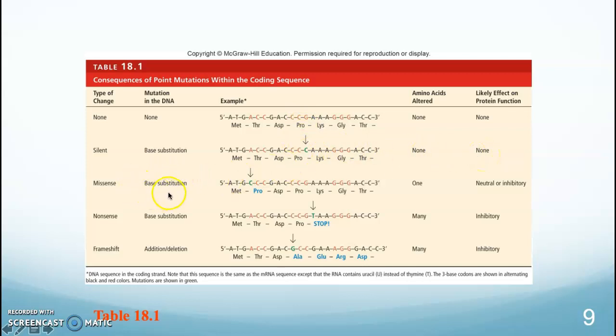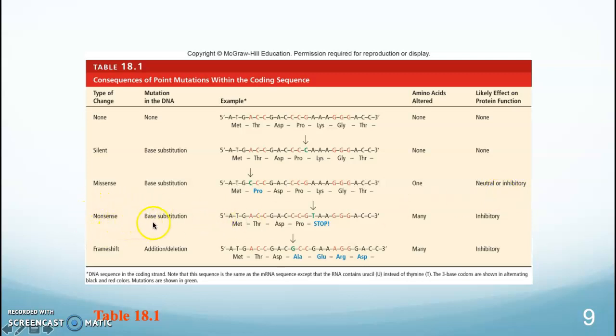In this next one, we did a base substitution, which then is a missense. Missense just means one particular amino acid has changed. So everything else, if you look up here, has remained the same. It's just changed, substituted one. So you can imagine that if this was maybe at the active site of an enzyme, it might be more detrimental than if it was somewhere else on the enzyme. So in this case, one amino acid is altered, and this can be either neutral. It may not have any effect if it's far away from that active site, or it might be inhibitory, right? It could inhibit that.